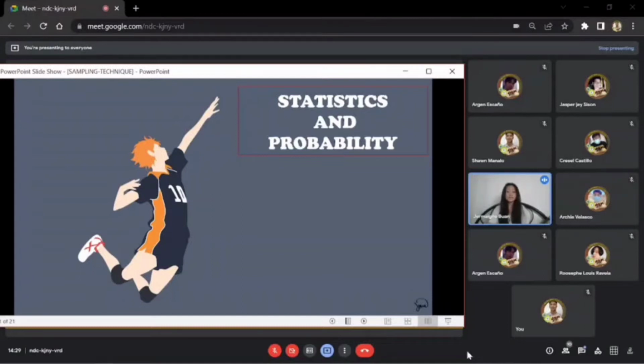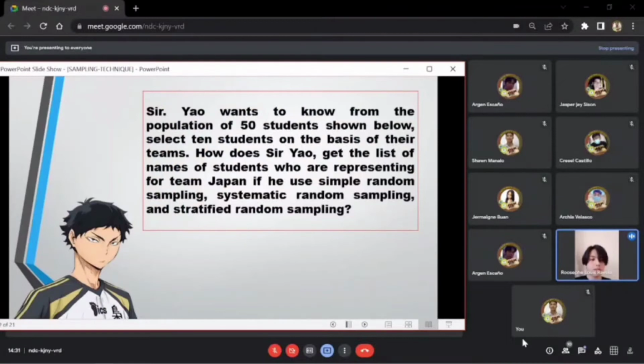And the last one is cluster random sampling. It is another way to randomly select participants from a list if the population is too large for simple random sampling. This is the given problem. Surya wants to know, from the population of 50 students shown below, select 10 students on the basis of their teams. How does Surya get the list of names of students who are representing Team Japan if he uses simple random sampling, systematic random sampling, and stratified random sampling?